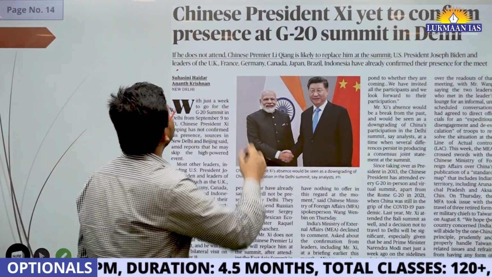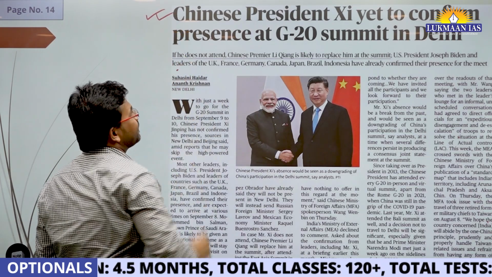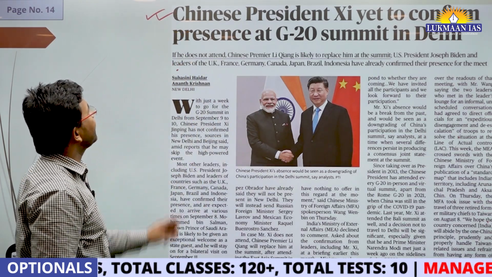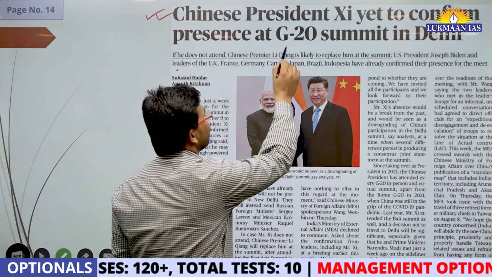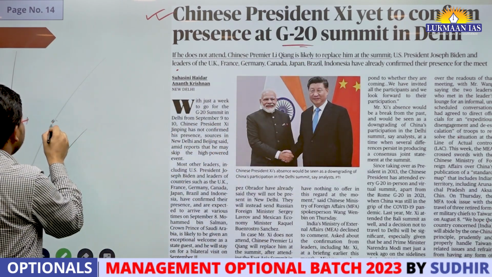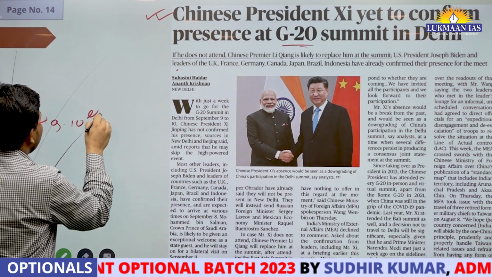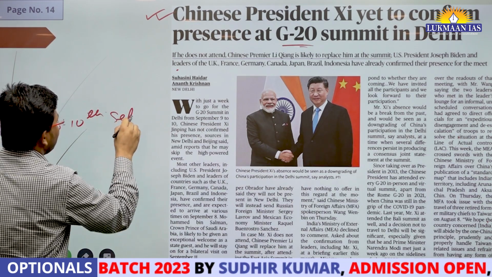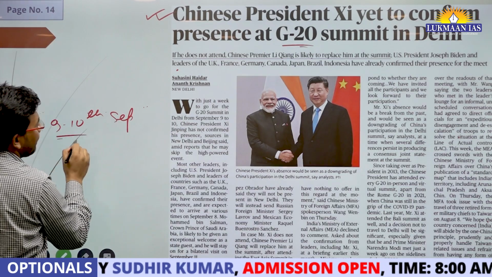This topic is important. It says Chinese President Xi yet to confirm presence at G20 summit in Delhi. Okay, so G20 summit is going to happen in September, I think 9th to 10th September. So G20 summit is going to happen.